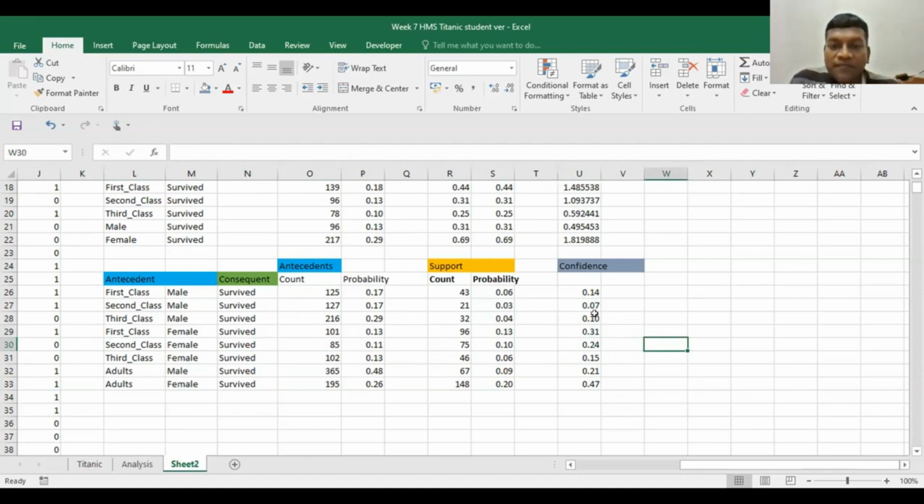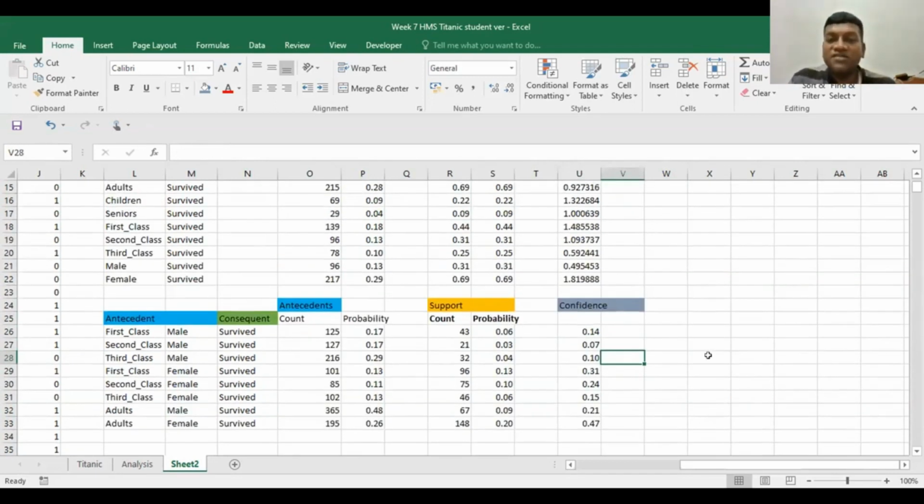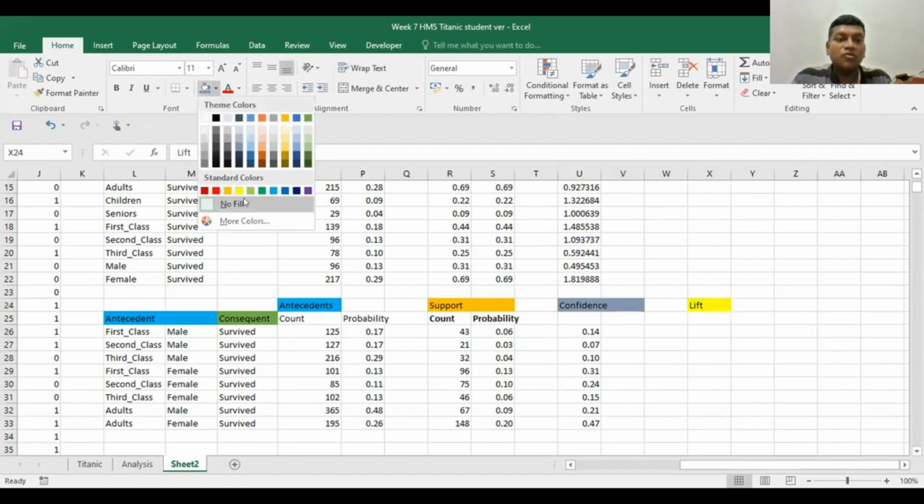Now, conversely, if you know that the person has survived, there's a very low chance, that is 7% chance that the person is a male and has traveled in second class. Okay, so that is the interpretation of confidence. Let's look at lift now, because we've seen confidence can sometimes be misleading. So let's also calculate the values of lift, and let's be more sure of our findings here.